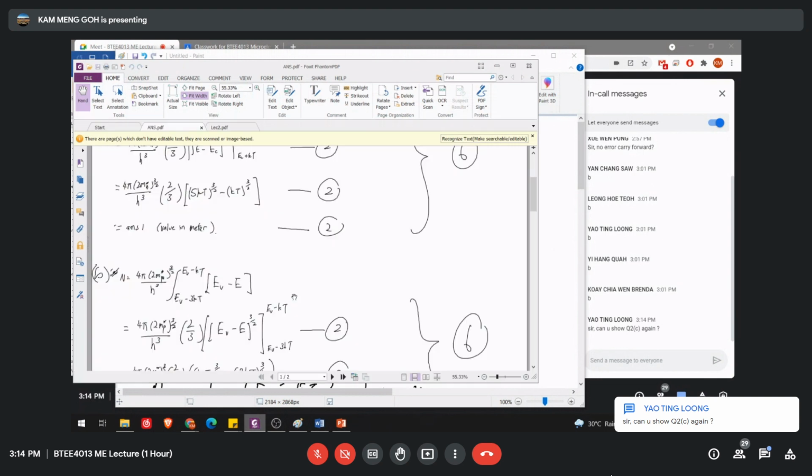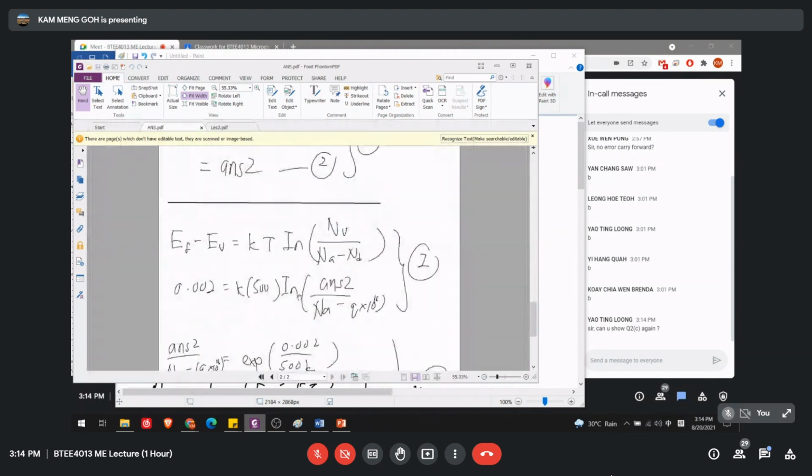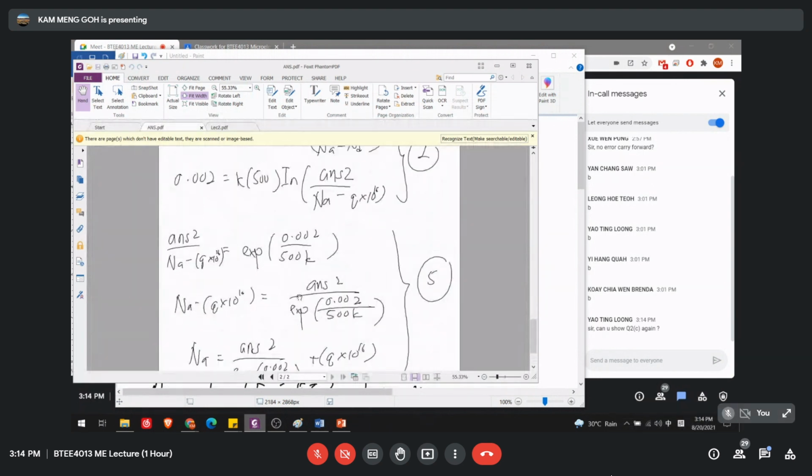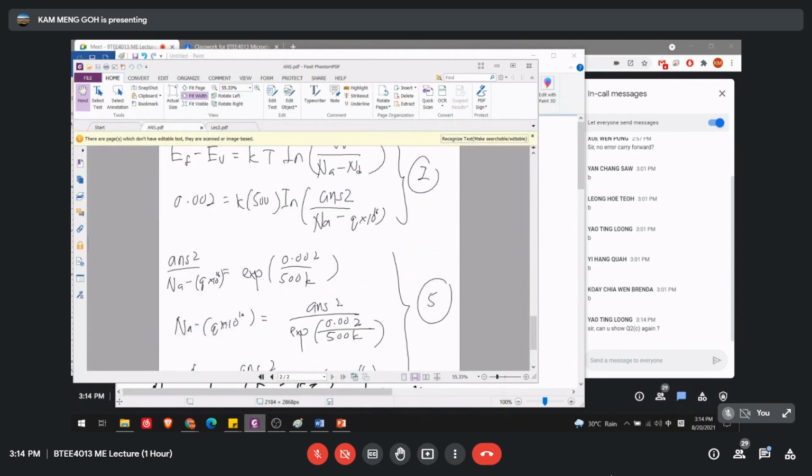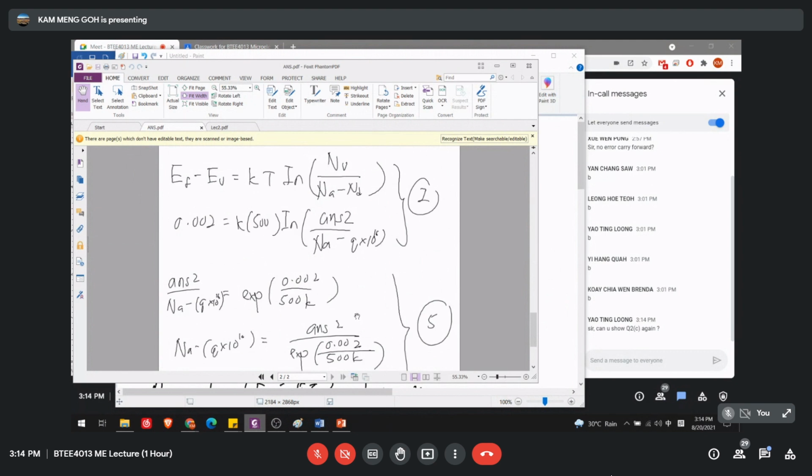Q2C, this one. So this one, I give you 2 marks. Then for the remaining, you just need to replace the value inside there only.